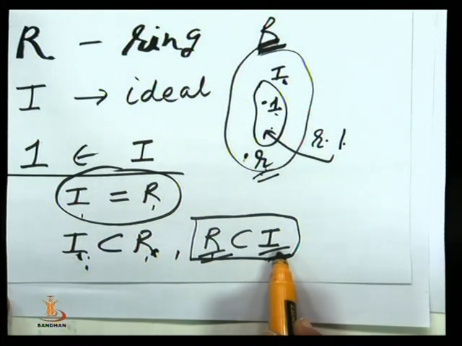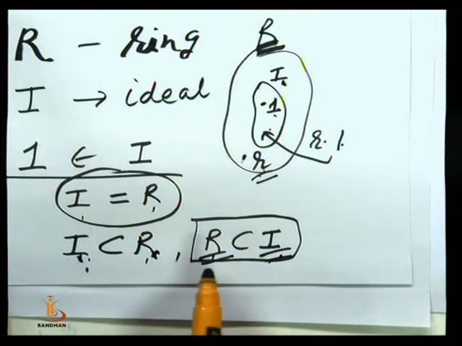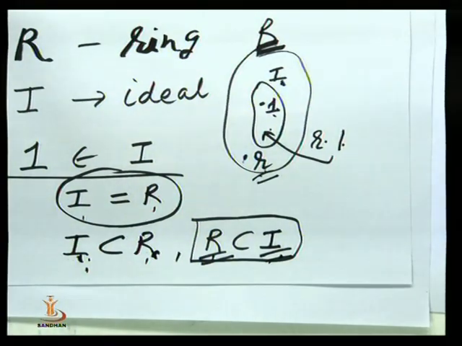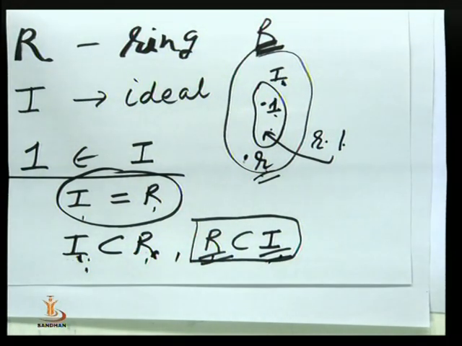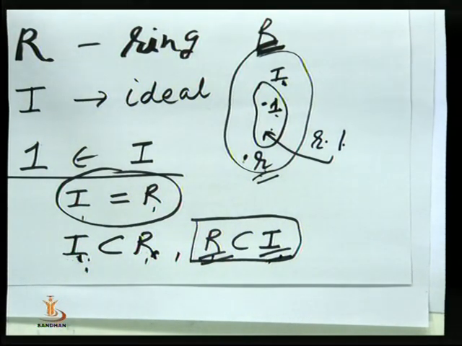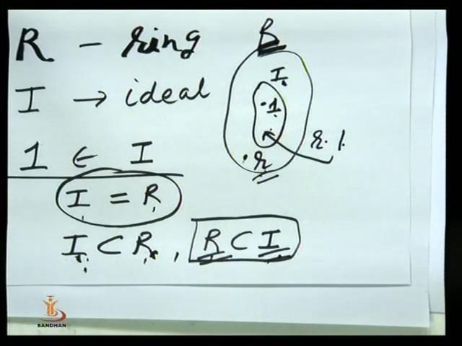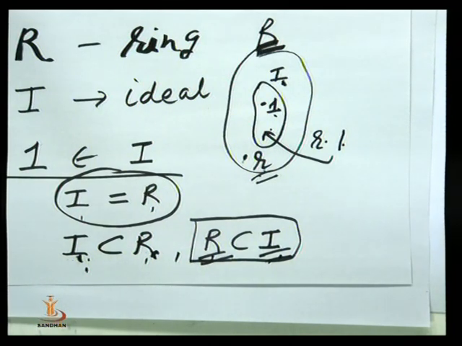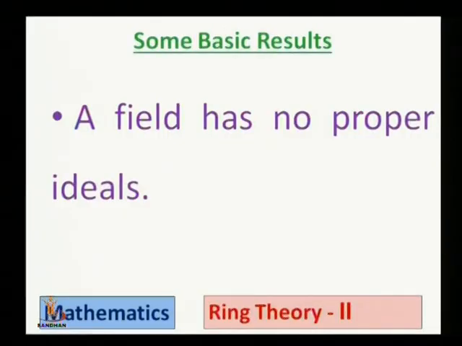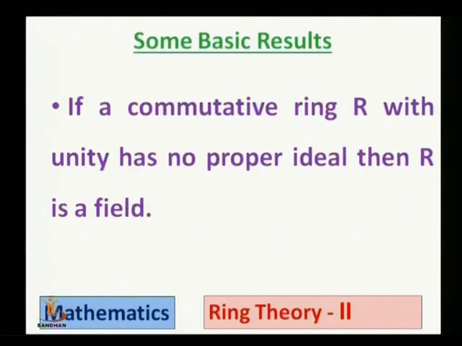That simply shows that I is equal to R. So if I contains 1, then I becomes equal to R. A quick look at the next result, that a field has no proper ideals.